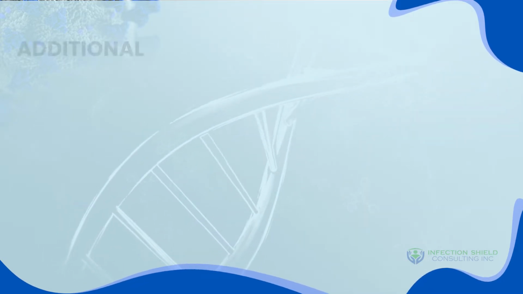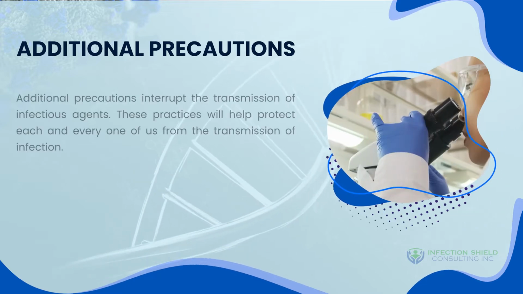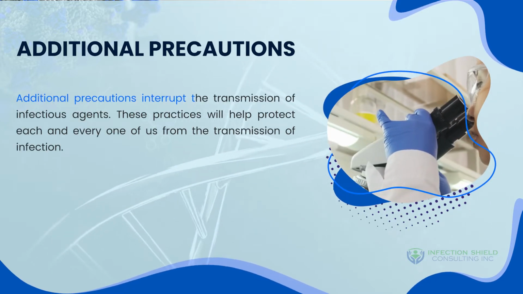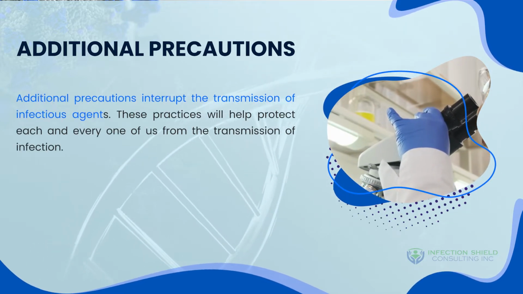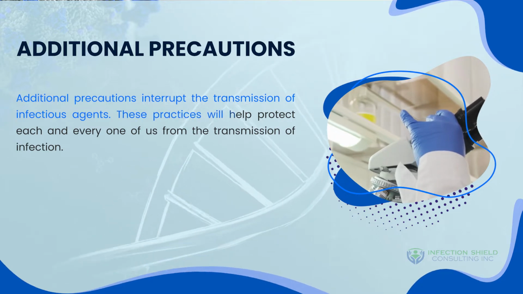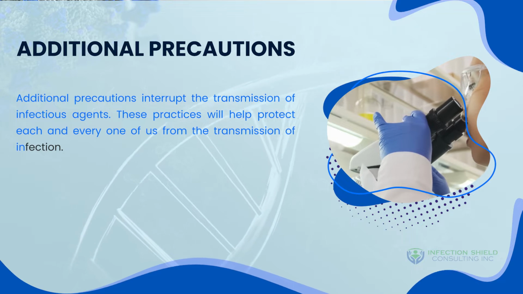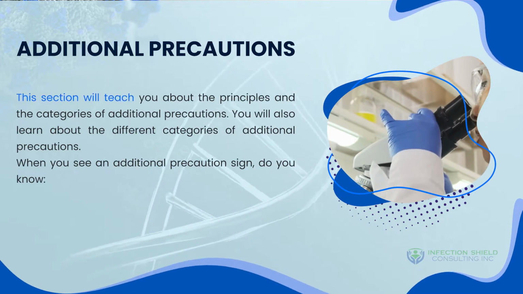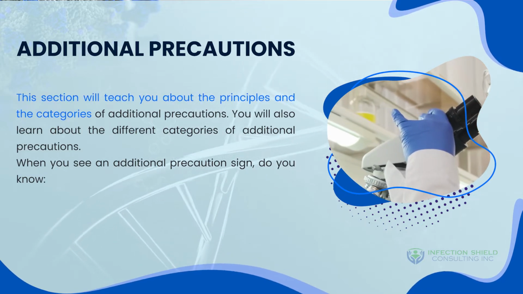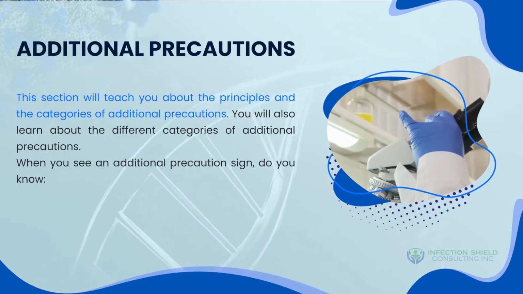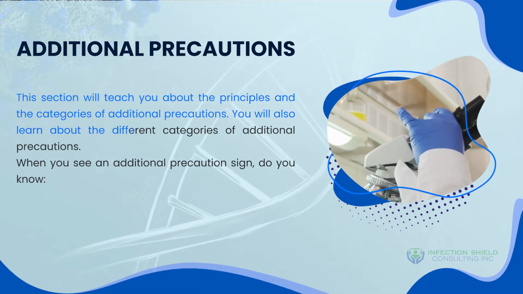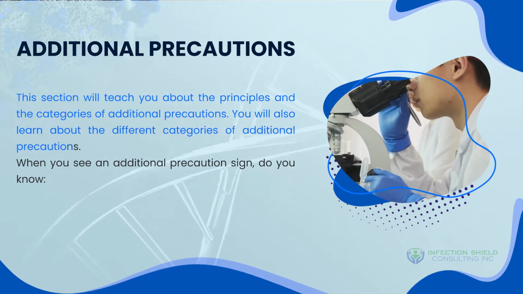Section 3. Additional precautions. Additional precautions interrupt the transmission of infectious agents. These practices will help protect each and every one of us from the transmission of infection. This section will teach you about the principles and the categories of additional precautions. You will also learn about the different categories of additional precautions.